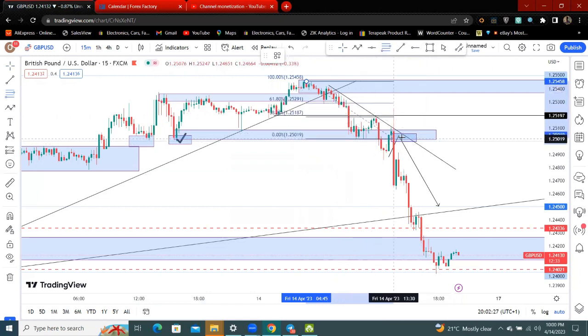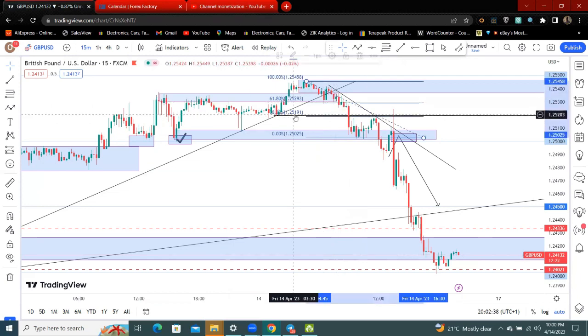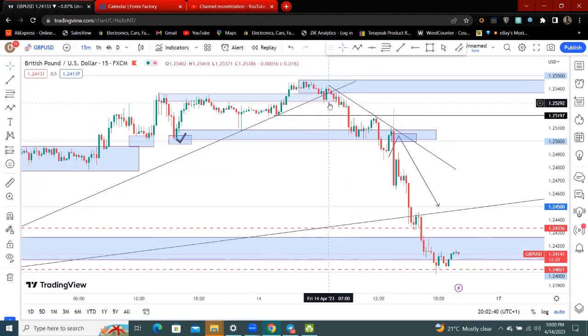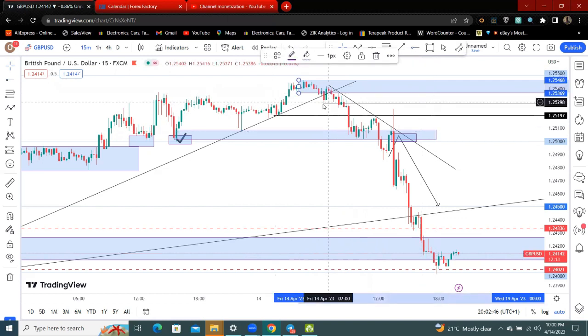Let's pull a fib. You get 61.8. I want it to pull back to this level and maybe retest this broken area. I see that broken area. Let's remove this. Let's remove this too. This is the broken area I'm saying. So I wanted it to come back here or here.